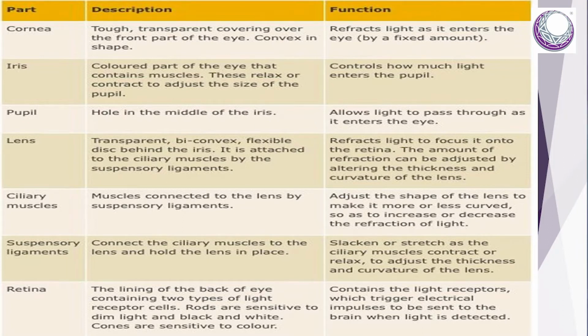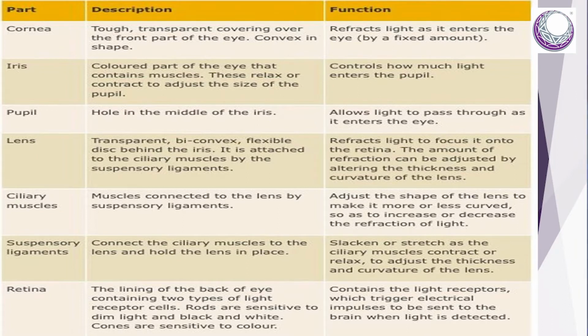Then the ciliary muscles, they are connected to the lens. They help also in the focusing of the light, in changing the thickness of the lens. Then the suspensory ligaments, they connect to the ciliary muscles so that they can adjust the thickness of the lens. They can either slacken or tighten, depending on whether focusing on a near or distant object, like it is illustrated there.